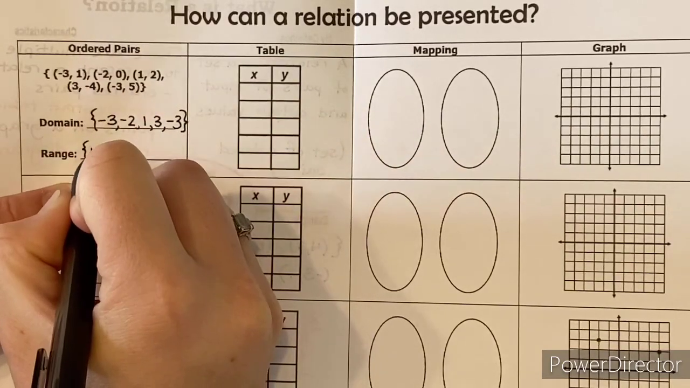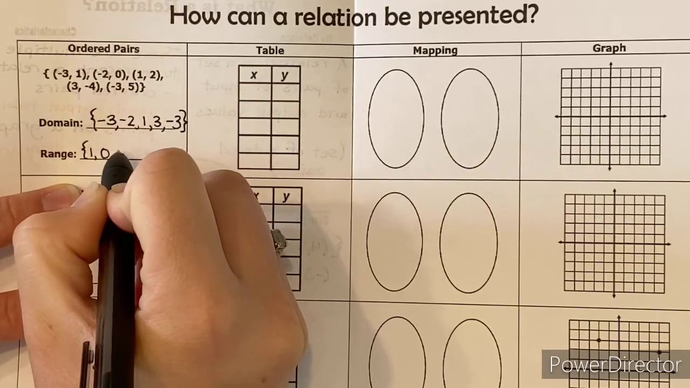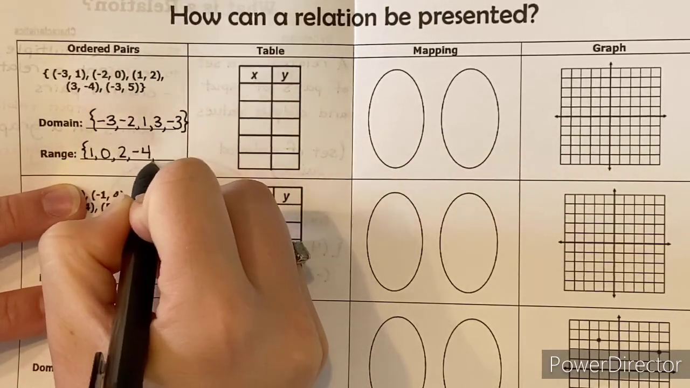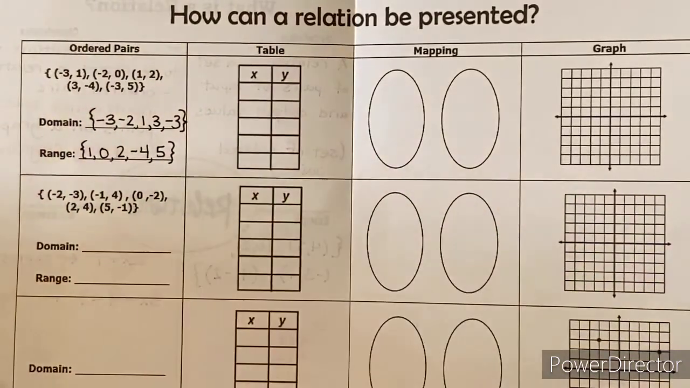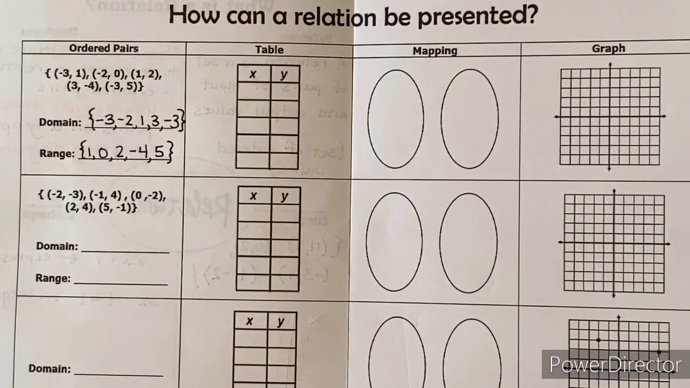So it's 1, 0, 2, -4, and 5. I'm going to close my set. I check to make sure that I've got 5 numbers in there, which I do, so good to go. I didn't miss one. And that's it. That's all you have to do for domain and range. You just list out the ordered pairs.